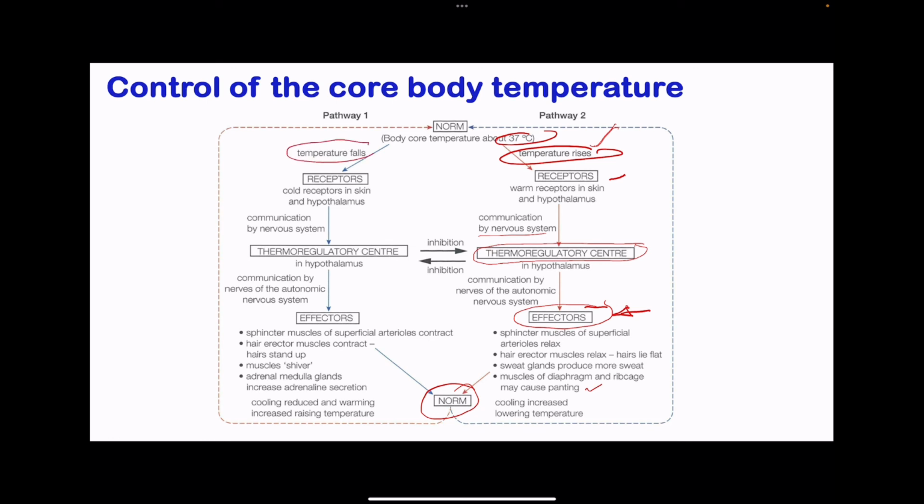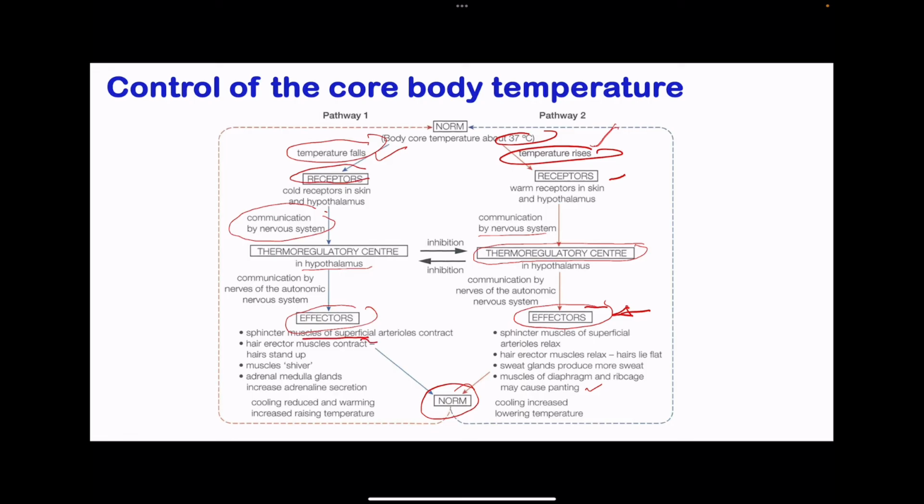If the body temperature falls, again the receptors in the skin as well as in the hypothalamus are going to detect that change. They'll send nerve impulses to the thermoregulatory center in the hypothalamus. This is going to send communication through the nervous system to the effectors. Now, since the core body temperature is lower, we need the liver to carry out more metabolism so that metabolic heat can increase. Also, we need the skin to participate in causing less heat loss from the body.